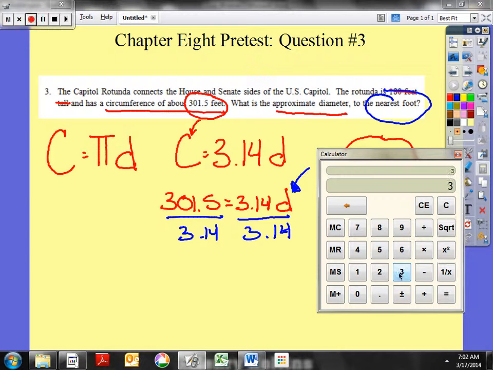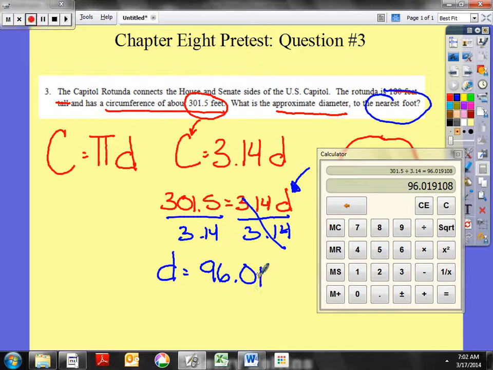If I take a look, I have 301.5 divided by 3.14. That'll equal, so I'm left with D. That'll cross out. D is equal to 96.01 feet. Now round to the nearest foot, I'm going to underline that 6, circle the 0. That 0 tells me to keep the 96 the same.